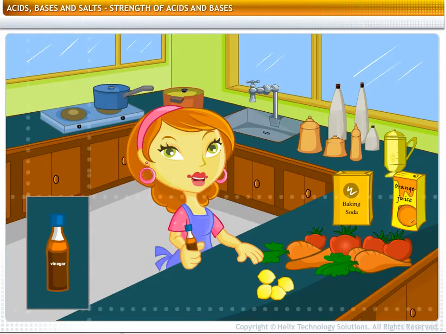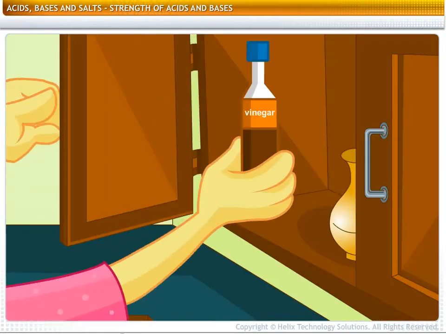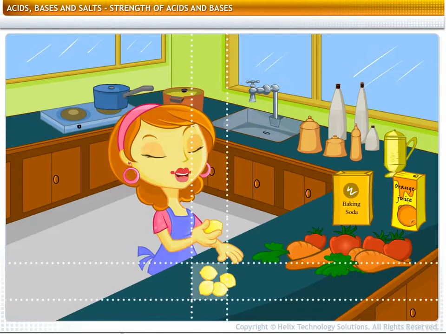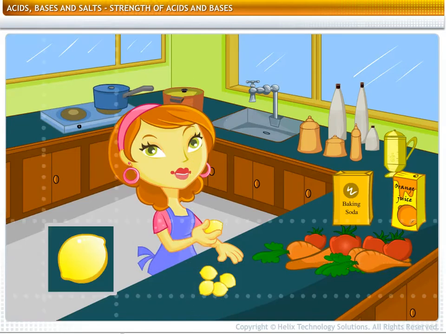Did you know that vinegar is an acid? In fact, the chemical name for vinegar is acetic acid. Lemons contain citric acid. However, all ingredients found in the kitchen are not necessarily acids.